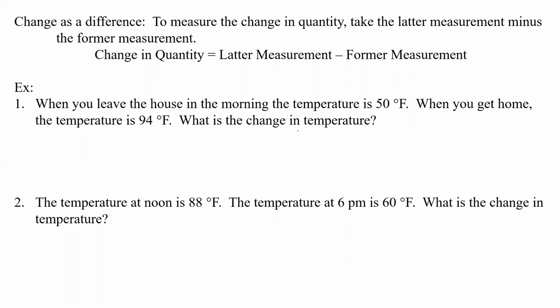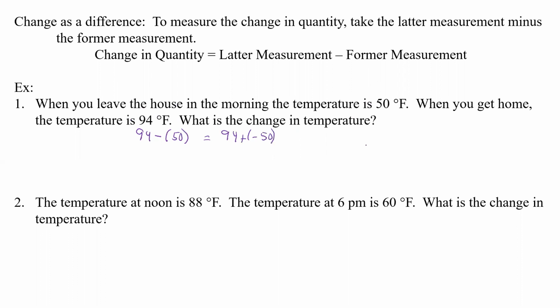Well, okay, which one is the latter measurement? Well, the latter one is 94 degrees Fahrenheit because that's in the afternoon. And we're going to subtract off the former, which is the beginning one. We're going to say, okay, well, we're going to minus, and then we have our 50 here. Now we're going to change it to 94 plus the negative 50.